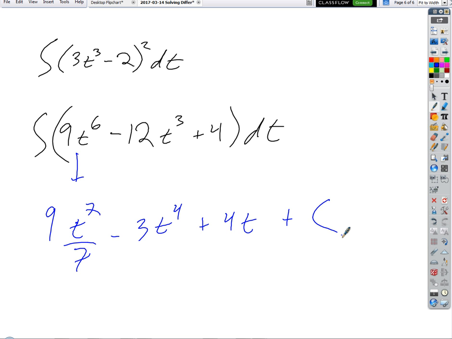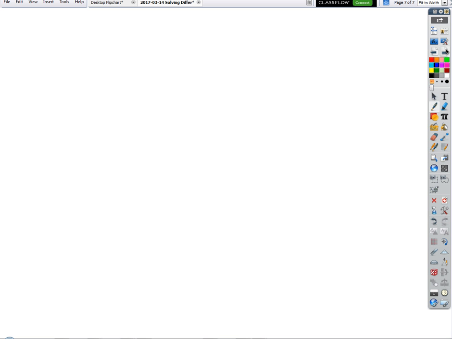Okay, but now let's move on. Now let's try something like this. I want two things from this. I want the general solution of this differential equation and the particular solution. So here's the differential equation. Okay, here's going to be the particular condition it has to fit with.